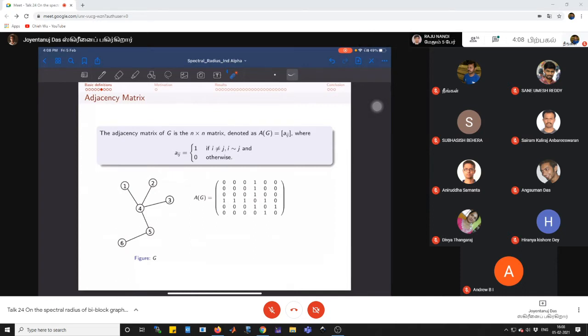Since it is a symmetric matrix, if I look at the row, the column will be the same. So for example, 1 is adjacent to 4, so that is why the (1,4) entry is 1 and all others are 0. Similarly, you can construct the whole matrix. So this is the adjacency matrix.